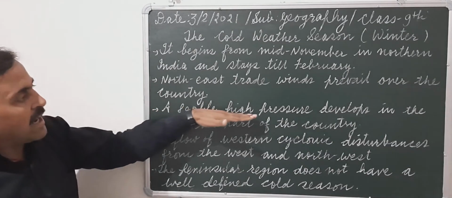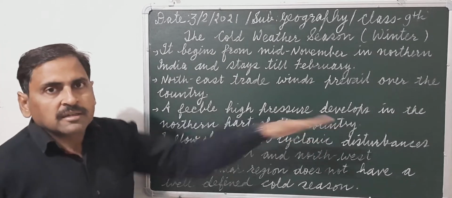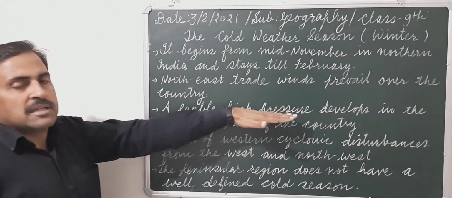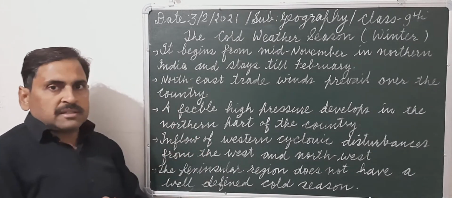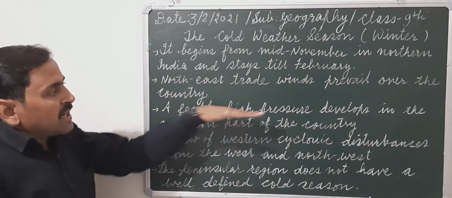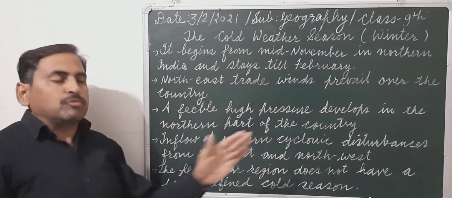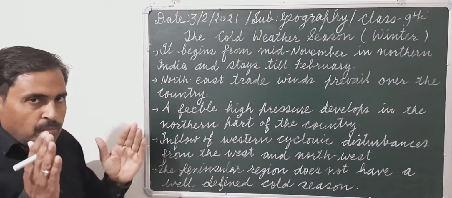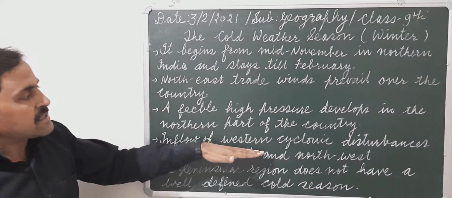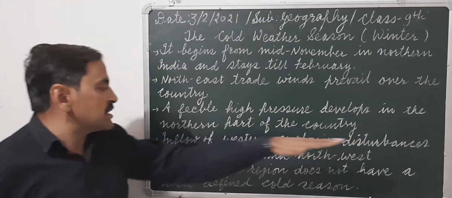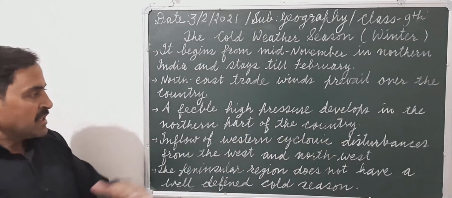A feeble high pressure develops in the northern part of the country. This high pressure develops because of the fall in temperature. And because of this high pressure, winds move from the northern part outward. And the most important feature of this season is the inflow of western cyclonic disturbances from the west and northwest.